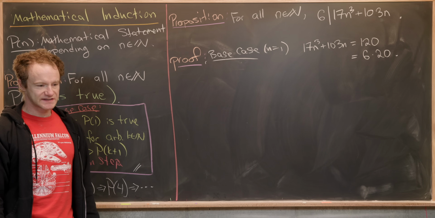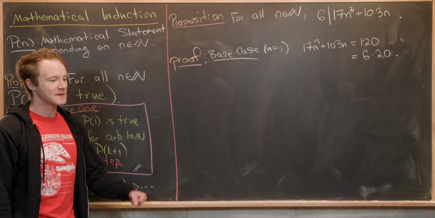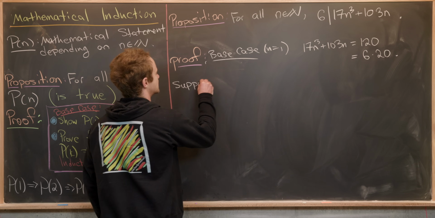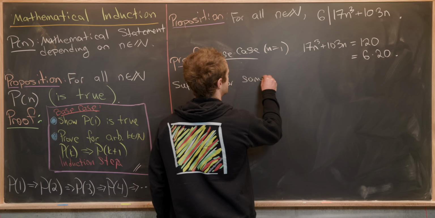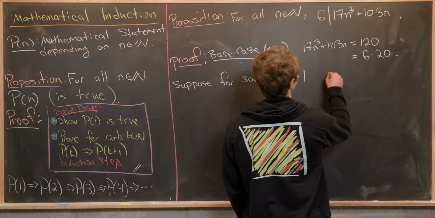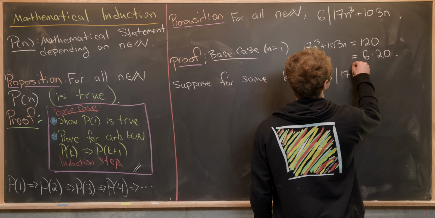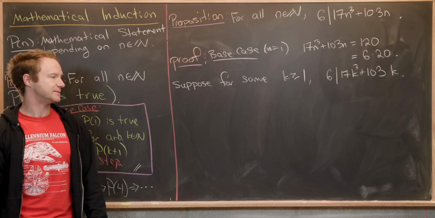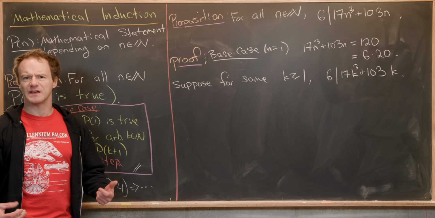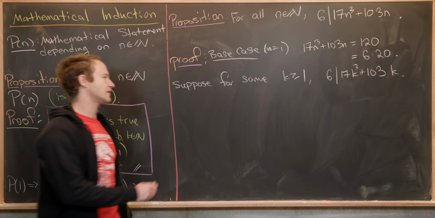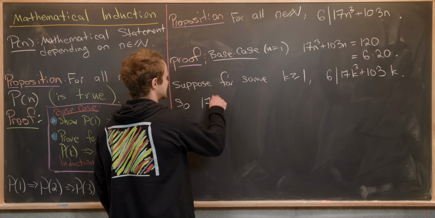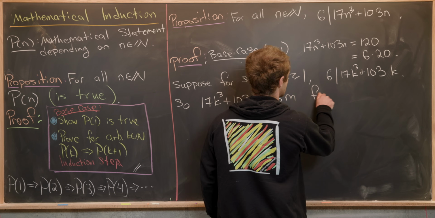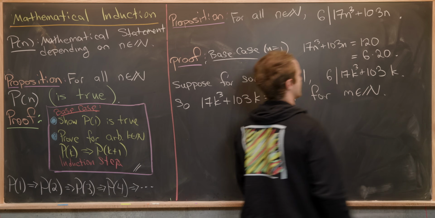So now let's do our induction step. We'll assume that this is true for some k and use that to show that it's true for the next value of k. So let's say we suppose for some k bigger than or equal to 1, we know 6 divides 17k cubed plus 103 times k. Now we'll unravel what that divisibility relationship means via multiplication, so it's a little bit easier to calculate with. So we'll say 17k cubed plus 103 times k equals 6 times m for some natural number m.